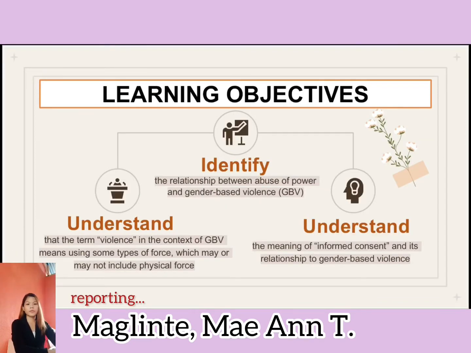But before we proceed to our proper discussion, let us first identify our learning objectives. First learning objective is to identify the relationship between abuse of power and gender-based violence. Second learning objective is to understand that the term violence in the context of gender-based violence means using some types of force which may or may not include physical force. And the last learning objective is to understand the meaning of informed consent and its relationship to gender-based violence.